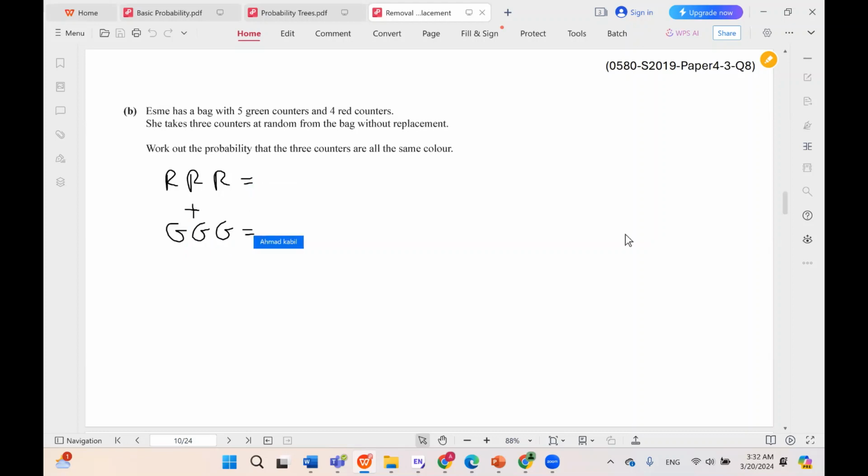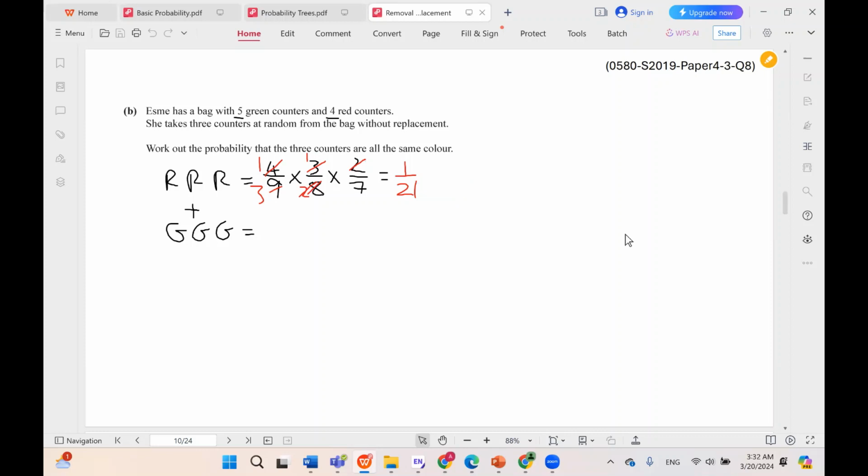So red, red, red would be 4 over 9 because the total here is 9. And then we remove one red counter, so we have 3, and now the total is 8. And then we remove another red counter, so we have 2, and the total is 7. We can simplify, of course. So 4 with 8, this gives us 2 and 1, and then the 2 crosses out the 2. 3 and 9, we get 1 here, and we get 3 in the bottom. So we just have 1 in the numerator, and we have 3 times 7, which is 21 in the denominator.